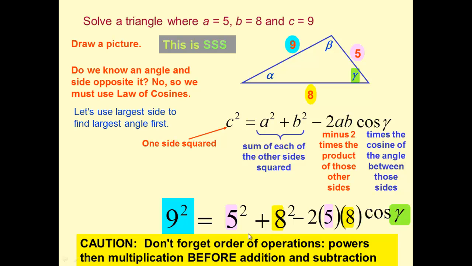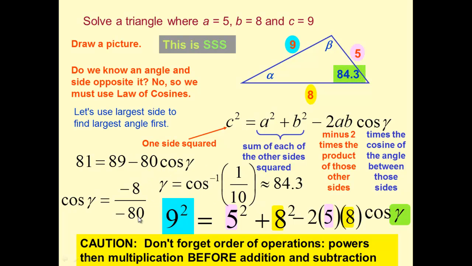Again, you have to make sure you follow the order of operations. 9 squared gives you 81. 5 squared plus 8 squared is 89. Minus 2 times 5 times 8 is 80. Minus 80 times the cosine of gamma. I'm going to subtract the 89 from the other side and divide by negative 80, which gives me the cosine of gamma would equal negative 8 over negative 80, which actually would reduce to 1/10 or 0.1. Taking the inverse cosine then, I get 84.3 degrees.